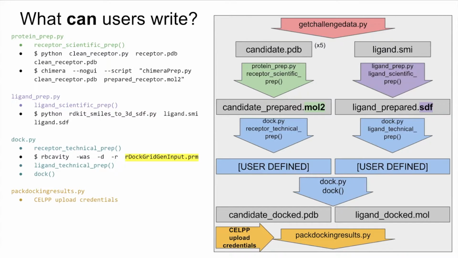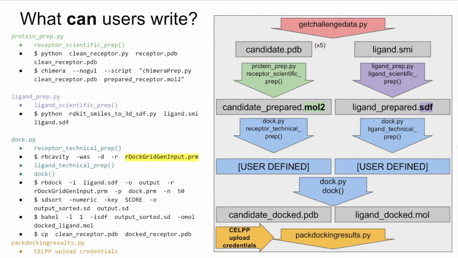You'll notice that the candidate prepared and ligand prepared file suffixes have been filled in. We found that it doesn't make a lot of sense to heavily regulate file formats between scientific and technical preparation. So we encourage scientific preparation steps to make as many file formats as possible, and we require the technical preparation steps to specify what file type they expect, by making them define a file suffix to pull in from the scientific preparation folder. And finally, we put the docking commands into the dock function.